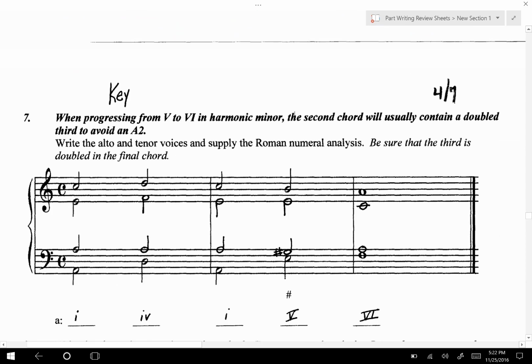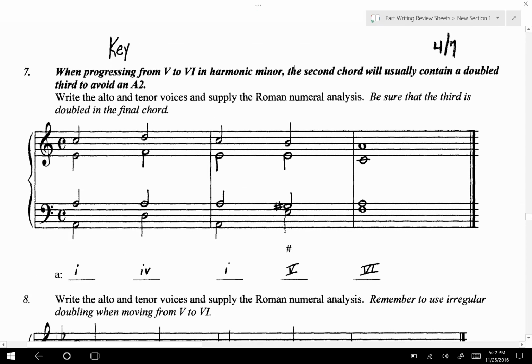Let's move on to number 7. This is page 4. When progressing from a 5 to a 6 chord in harmonic minor, the second chord will usually contain a doubled third, and this is to avoid the augmented second. You never want to have a voice part sing the interval of an augmented second. So now we have to write the alto and tenor voices and supply the Roman numeral analysis, keeping in mind that we want to double the third in the final chord.